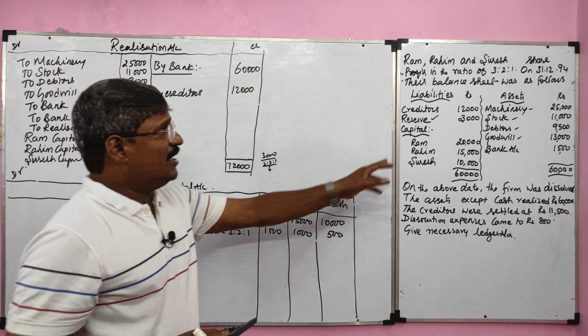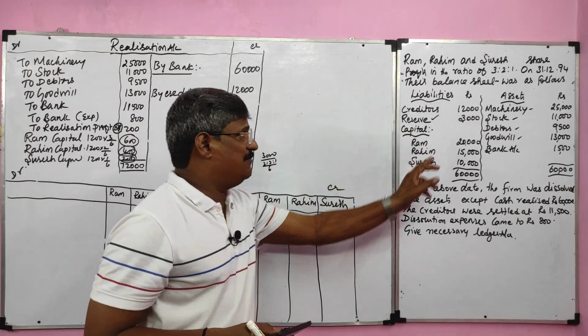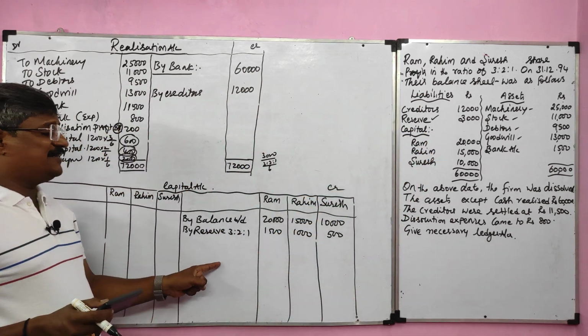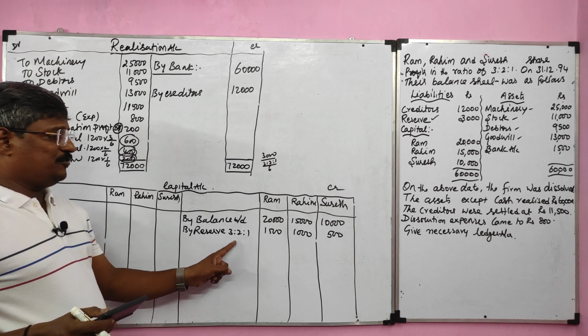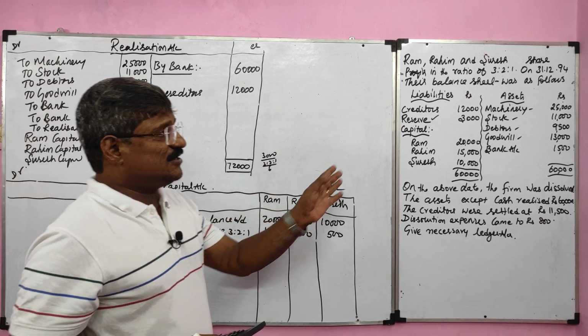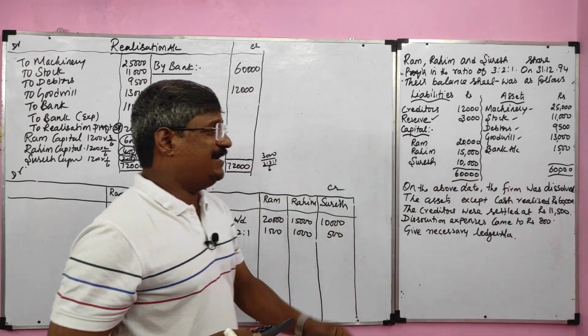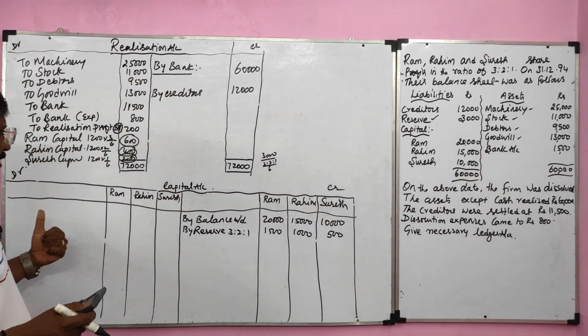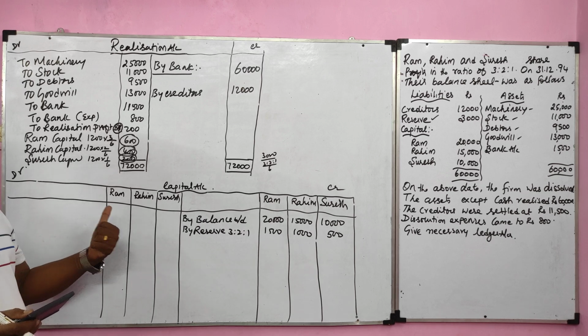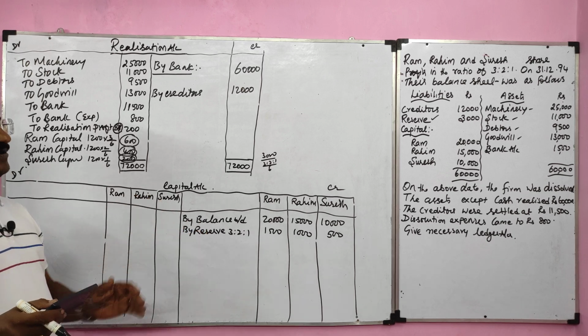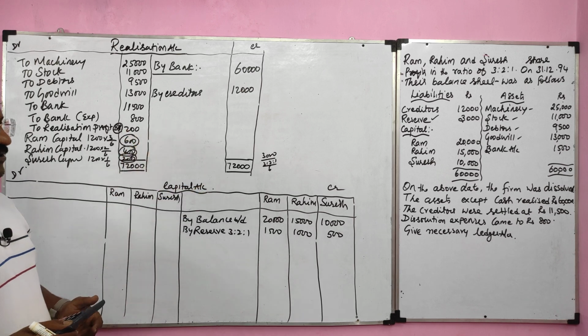In this problem, if the profit and loss account is given on the liability side, it should be transferred to the credit side of the capital account, divided in 3:2:1. Sometimes the profit and loss account is given on the asset side, as a loss; it should be transferred to the debit side, divided in 3:2:1. In this problem, the profit and loss account is not given.